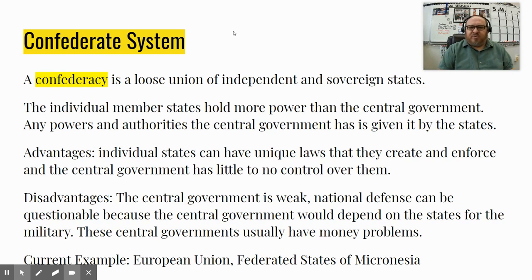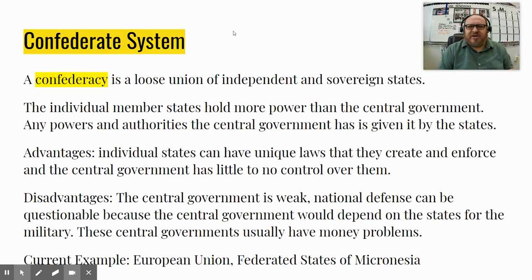There's also more money problems in Confederate systems because, again, the central government has no way of collecting money, but they usually make the mistake of giving it the power to pay off bills. Well, it can't pay off bills if it can't collect taxes. So, yeah, that's a problem.